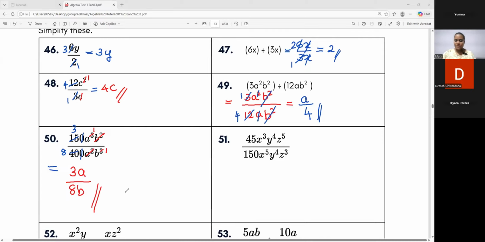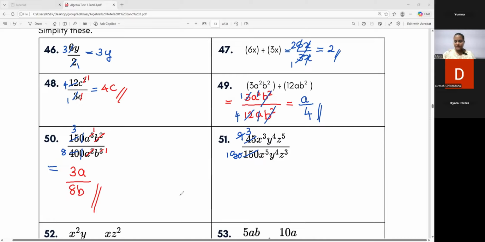51. We can't cancel zeros and zeros, but both are divisible by 5. 45 is 9 times 5. 150. 15 is 5 times 3. So 150, 5 times 30. 9 and 30 again can cancel by 3. 3 times 3, 3 times 10. That's all. Then the x terms.